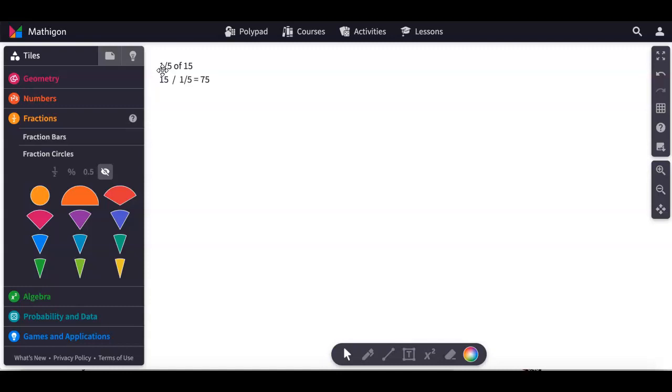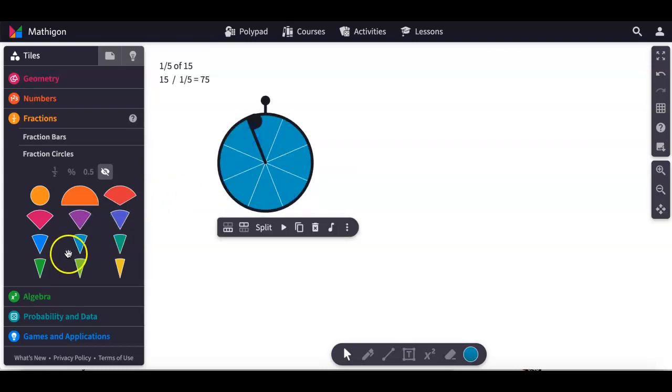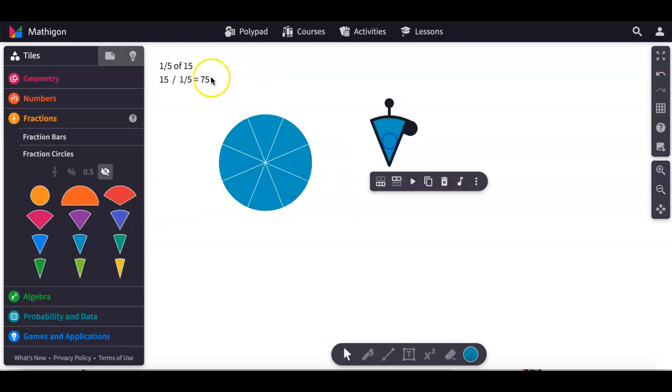So to clear this up, I'm first going to give the problem some context. And I'm going to say that I have 15 pieces of pizza and that I want to give each of my friends 1/5 of those slices of pizza. I know that in a typical pizza, there is 8 slices. So I'm going to go ahead and make my pizzas. And I would need 2 because I have 15. And that's more than 8.